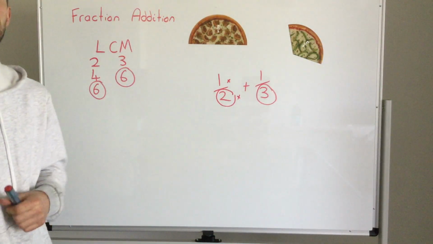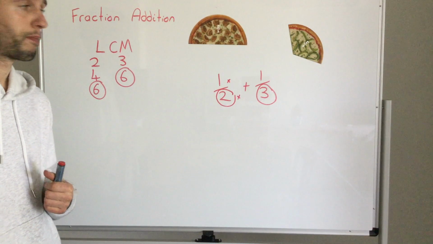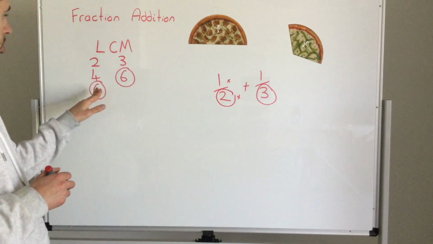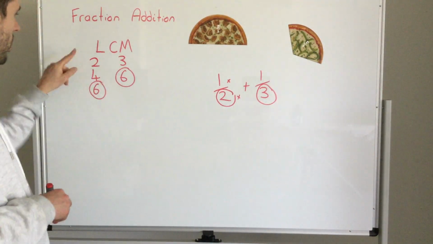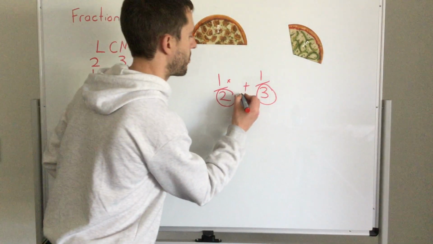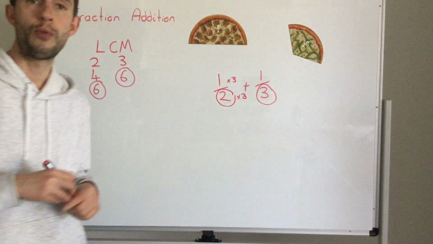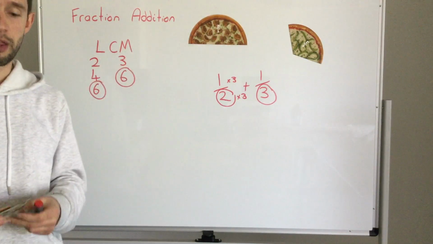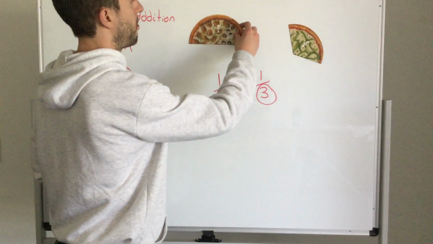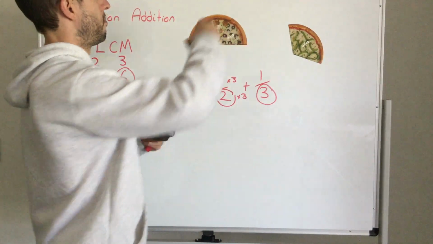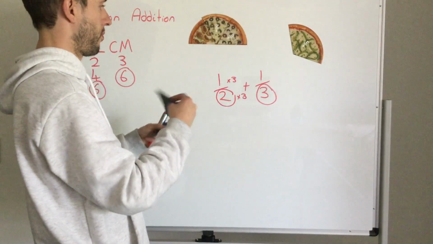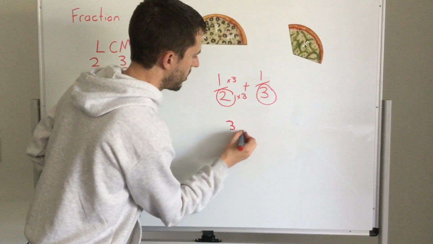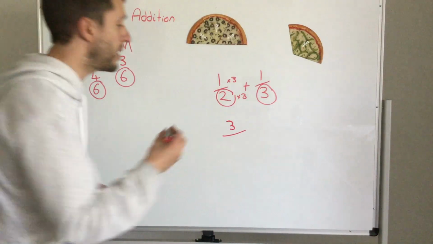So this is where we use our understanding of equivalent fractions. What do I need to multiply 2 by to get 6? 2, 4, 6, so 3. So I times the numerator as well by 3. Let's double check that. If I times this by 3, that means 1, 2, and 3. I have 3 pieces and it's cut into 6 pieces.